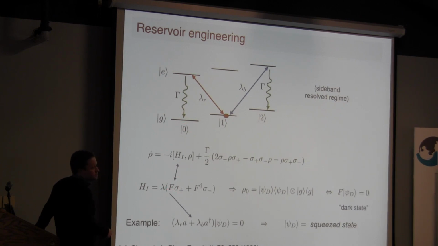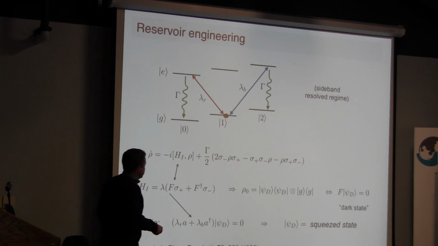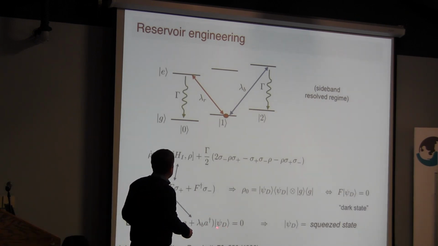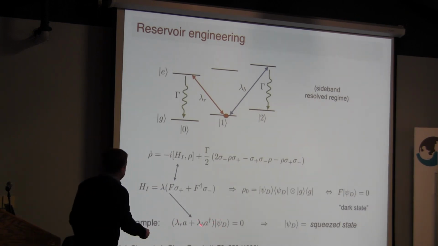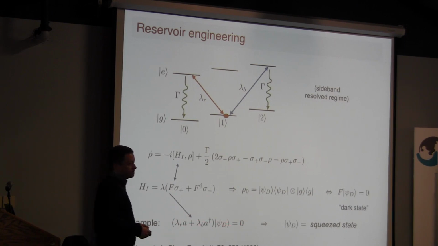non-trivial dark state condition. Yeah, can you say again why that acting on the state is a dark state? Why is that a dark state? So if I give you this operator, and I ask you, can I identify a state for which this operator acting on this state is 0?